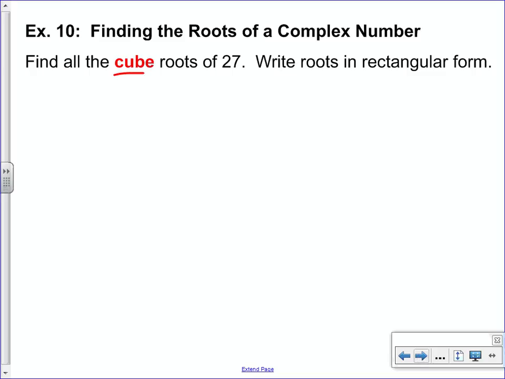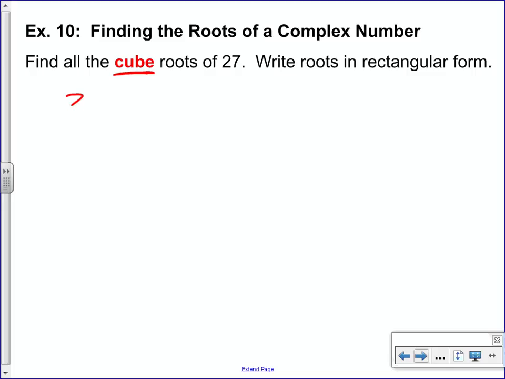Can you insert the word cube roots of 27? The cube roots of 27. Right. The cube root of 27 is 3, but that's one of them. There are 2 other roots because you have 3 roots of 27. So the other ones must be in here. Okay. Here we go. So the cube roots of 27 and write them in rectangular form.